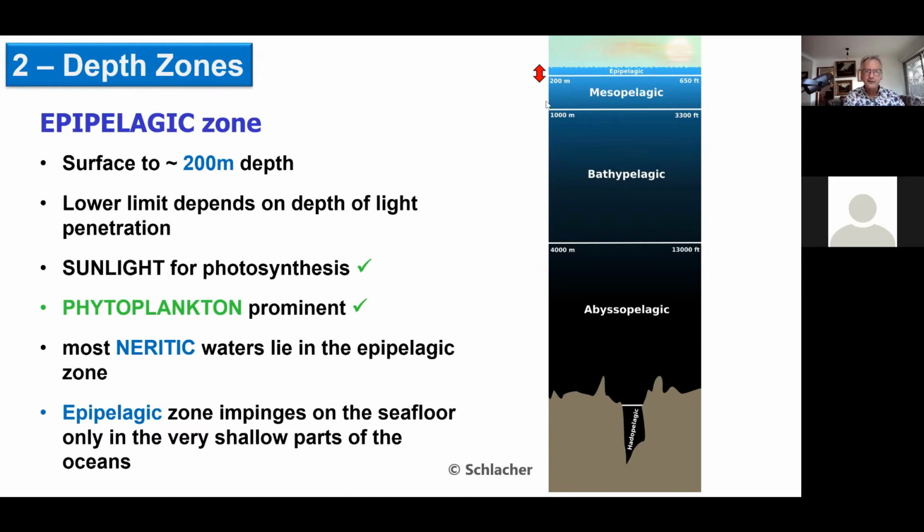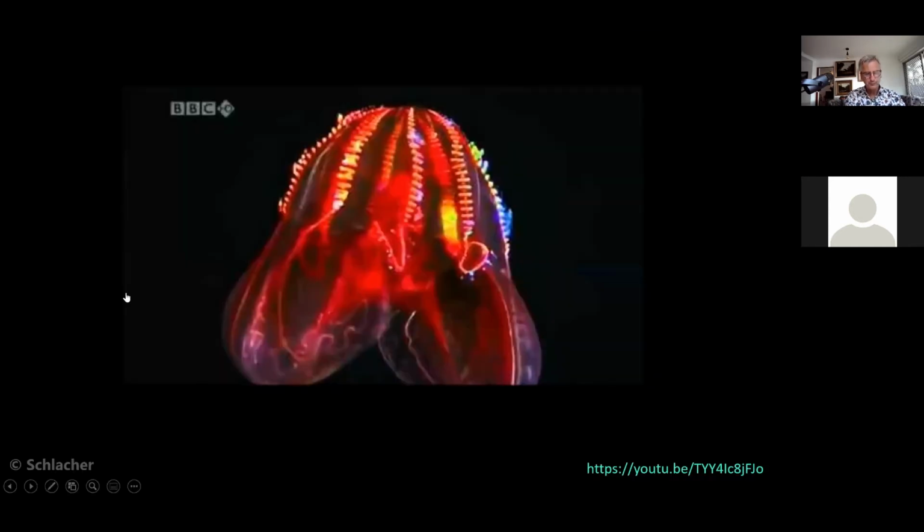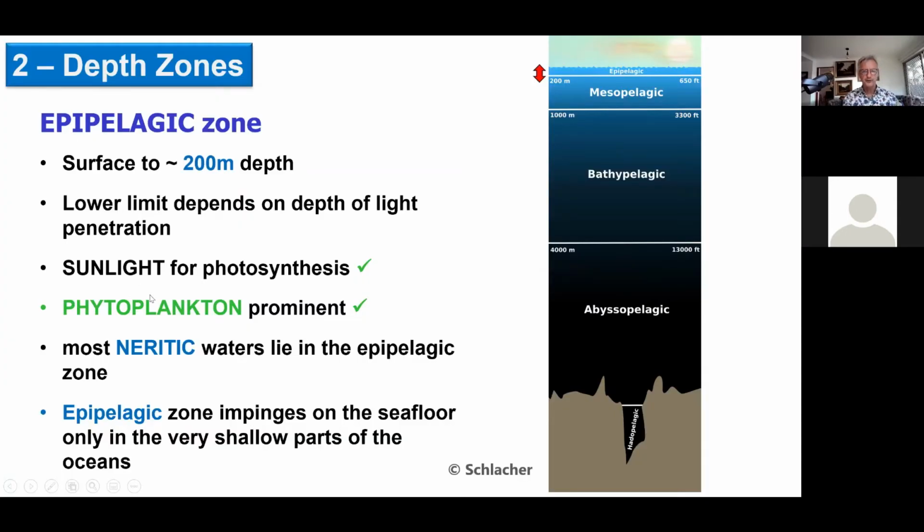And essentially, it is defined by the amount of light which penetrates down from the atmosphere. Now, light is not very good at penetrating the ocean. Most of the ocean is perpetually dark. So we're only talking about 200 meters. And phytoplankton is the main powerhouse and the main organisms in that kind of zone. And we talked about the neritic waters and the oceanic ones. So most of the neritic zone is epipelagic because it's usually over the continental shelf, shallower than 150 meters.